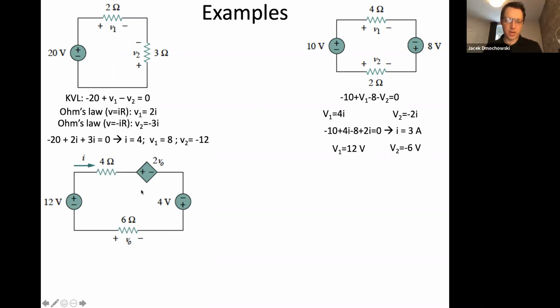All right, next circuit. So here we have something a little bit different. We have a dependent voltage source whose value is equal to 2 times V naught, where V naught is defined here. So let's say I want to start off at the bottom left here. Who can help me with the KVL equation for this circuit?